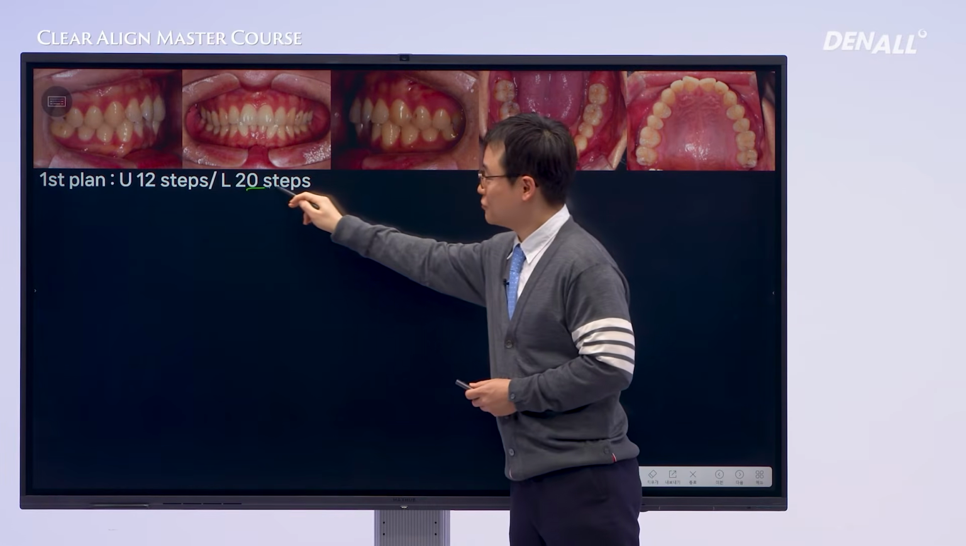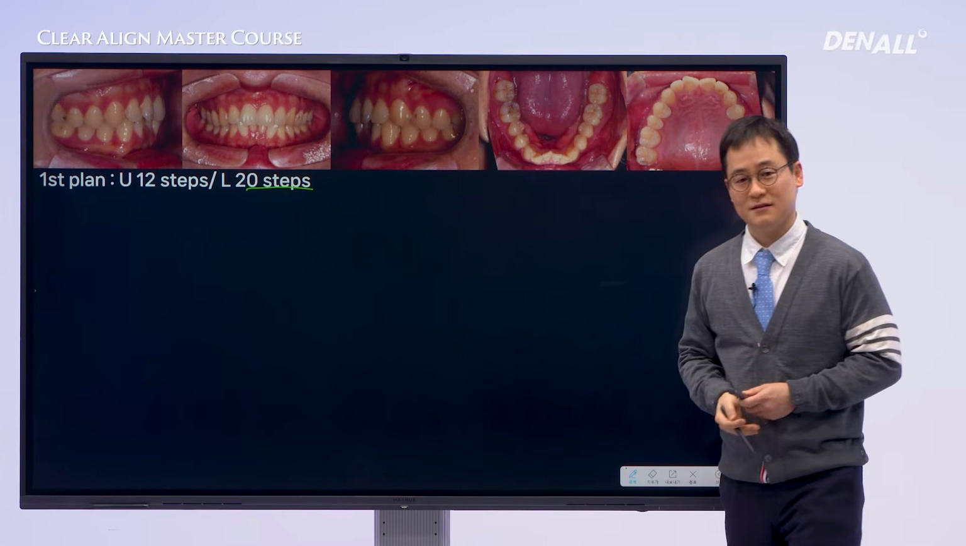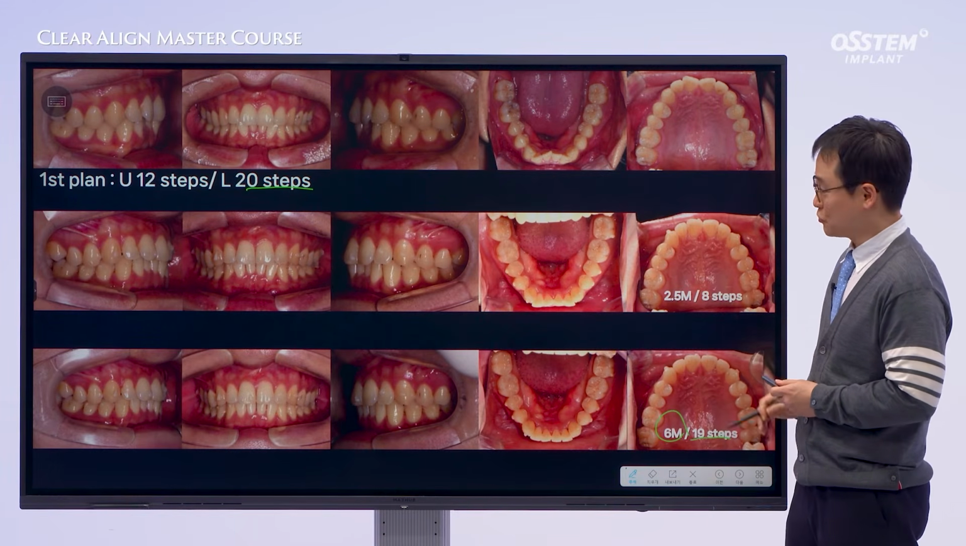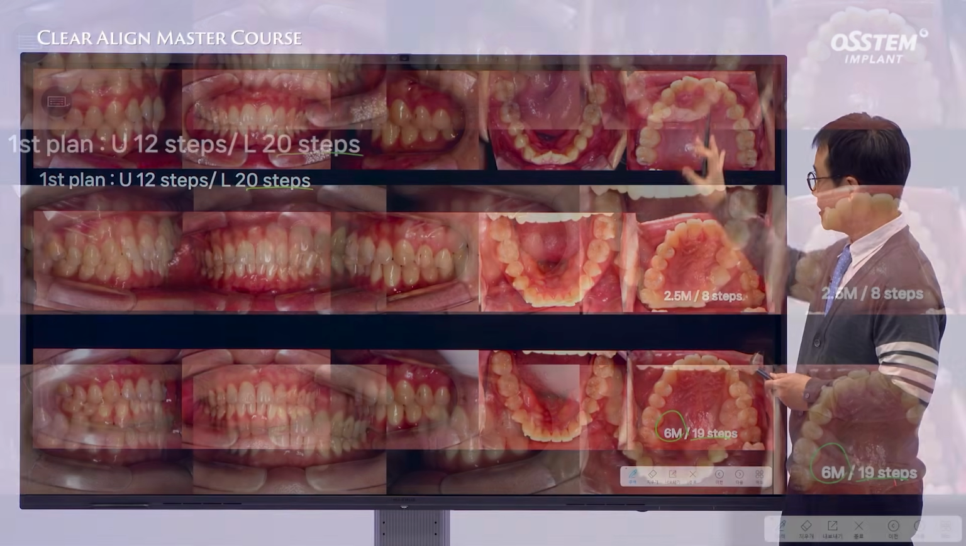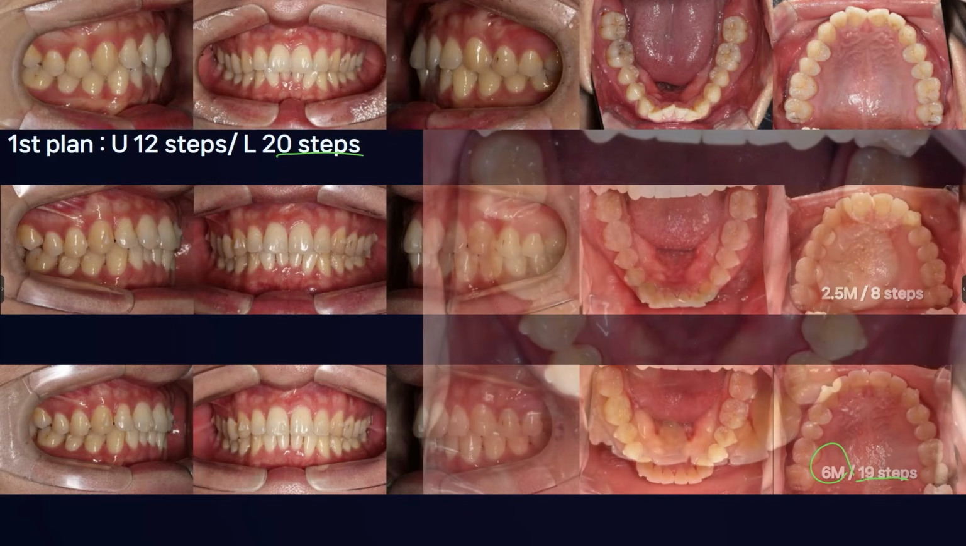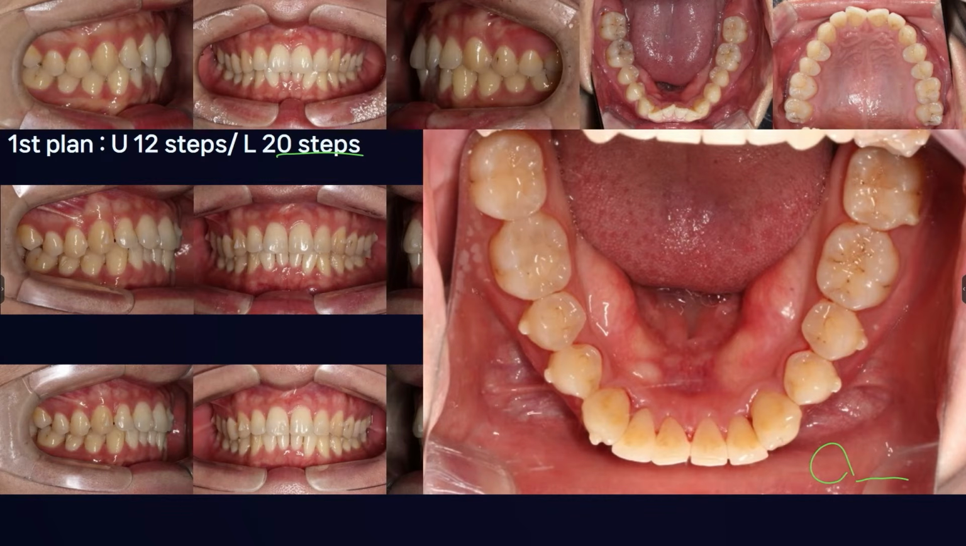The lower arch was planned with 20 steps. The following images show the progress of the treatment, and this image shows the result at around the 19th step, after approximately 6 months of treatment. As you can see, the upper arch has aligned very well, while the lower arch has improved significantly, but still it isn't perfect. The alignment wasn't fully achieved.